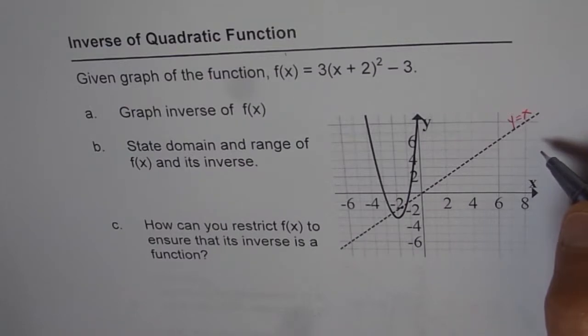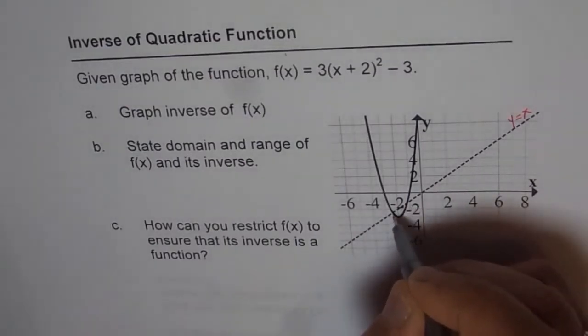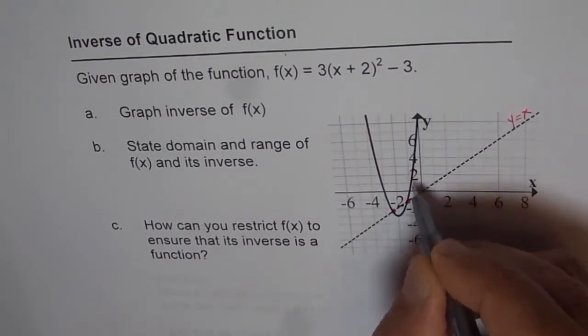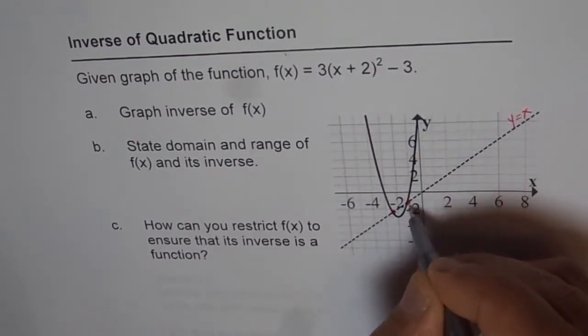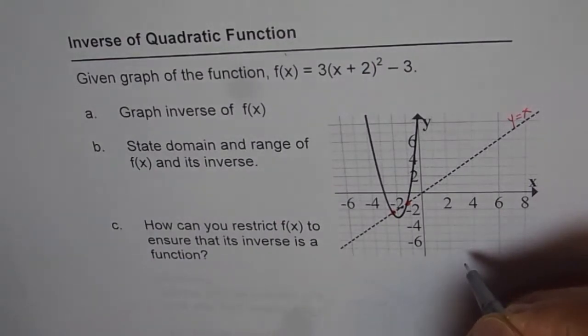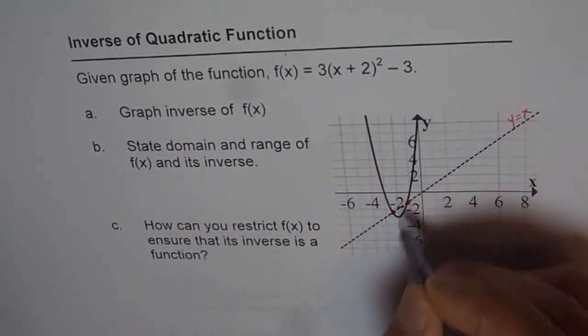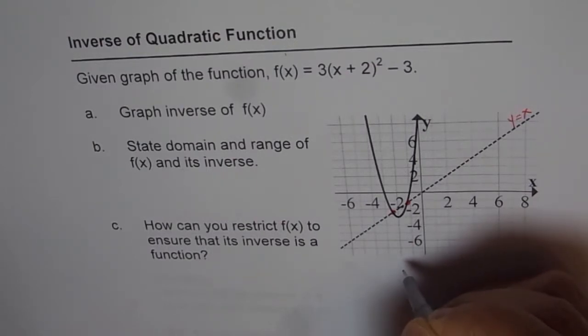Now one good thing is whenever you see a graph like this, the points where you find the intersection of y equals x with the graph are invariant points. So mark them. They don't change their position. That is the first thing you should take care of.